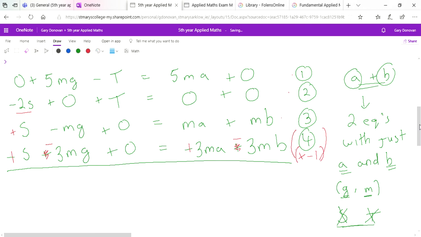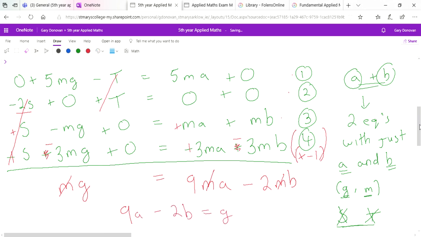And we've 2s plus s will cancel. 5mg minus 1mg is 4mg, minus 3mg gives us mg. T's will cancel. Equals 5ma plus ma is 6ma, plus another ma is 9ma. And then we've minus 3mb plus mb is minus 2mb. And the m's do cancel first. And we're left with our first equation, which is 9a minus 2b equals g.